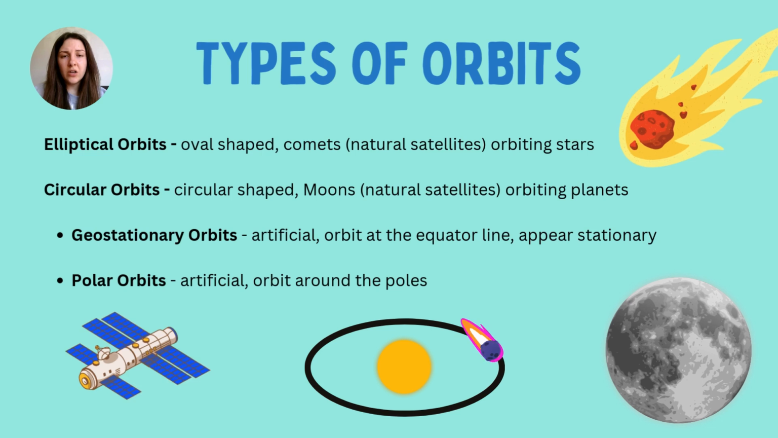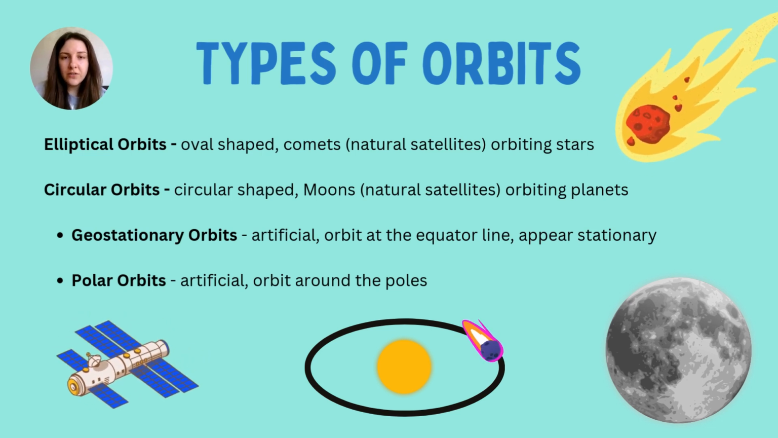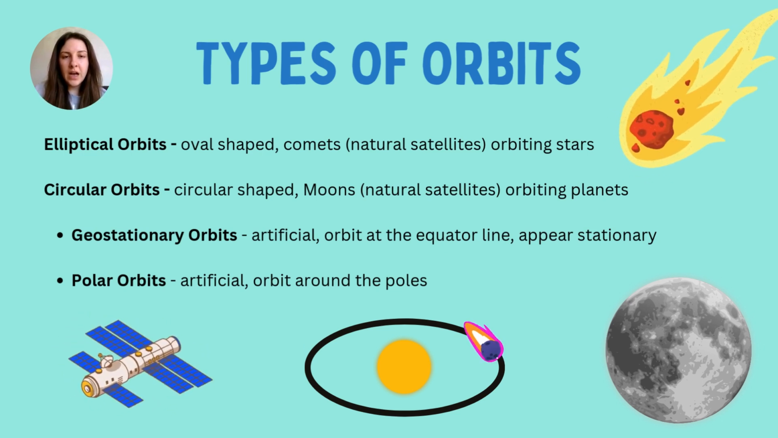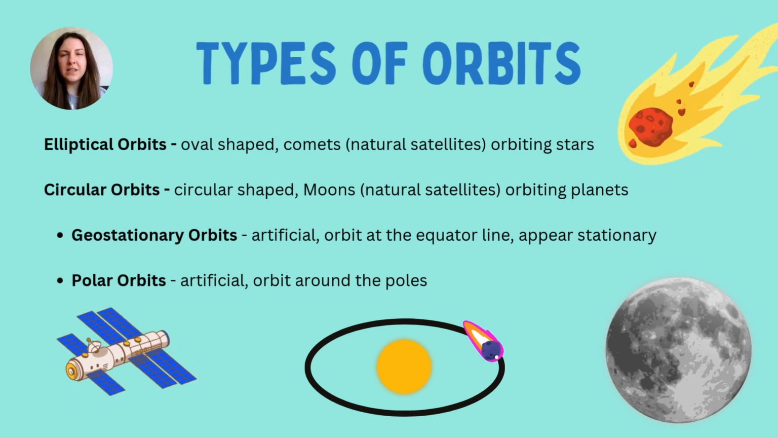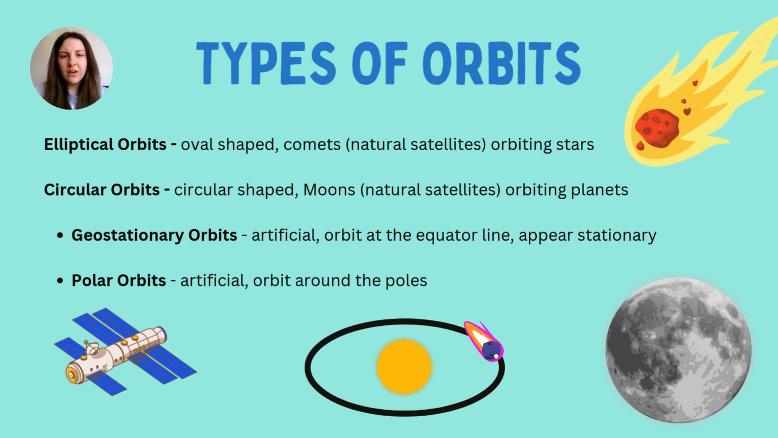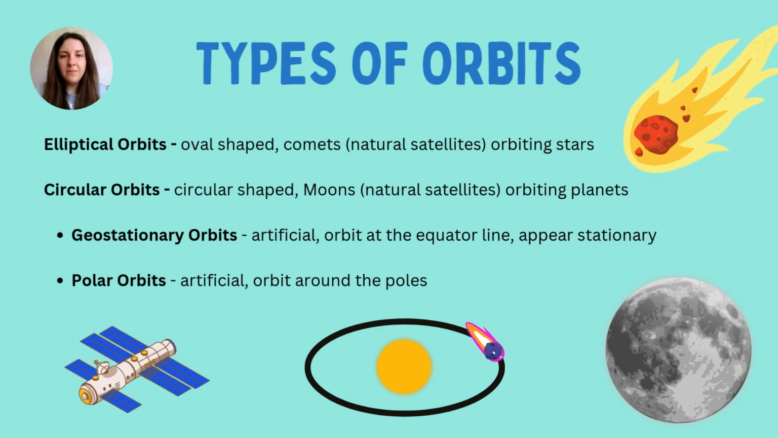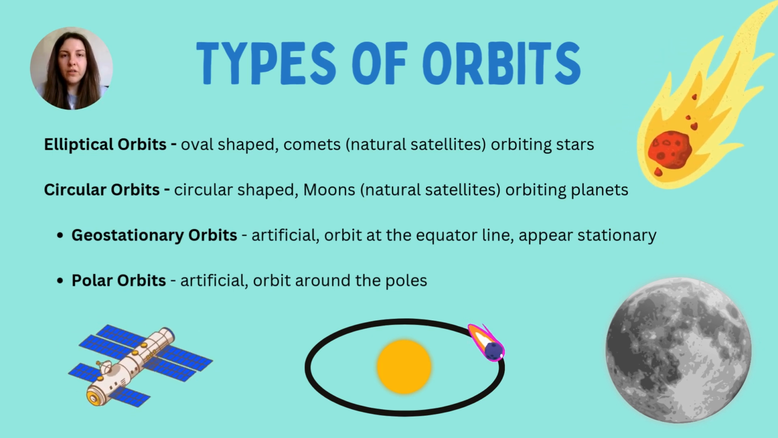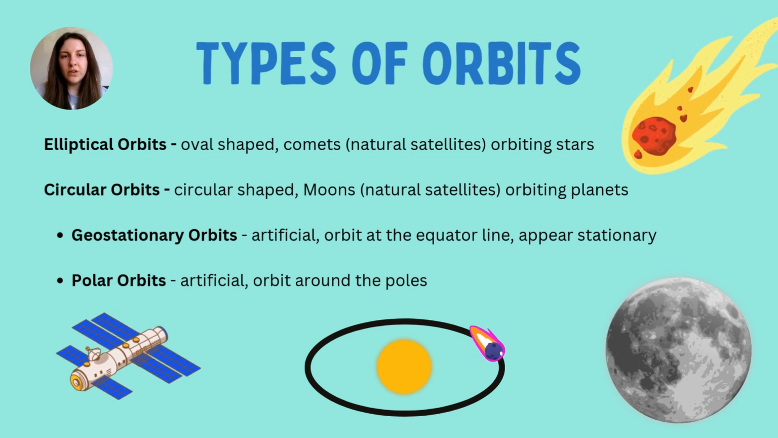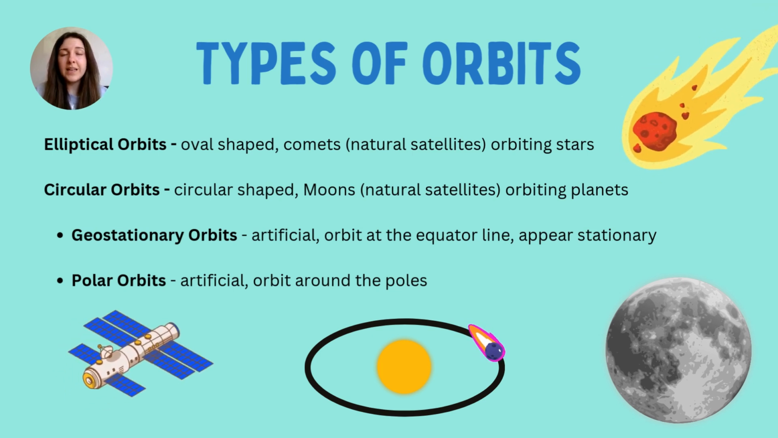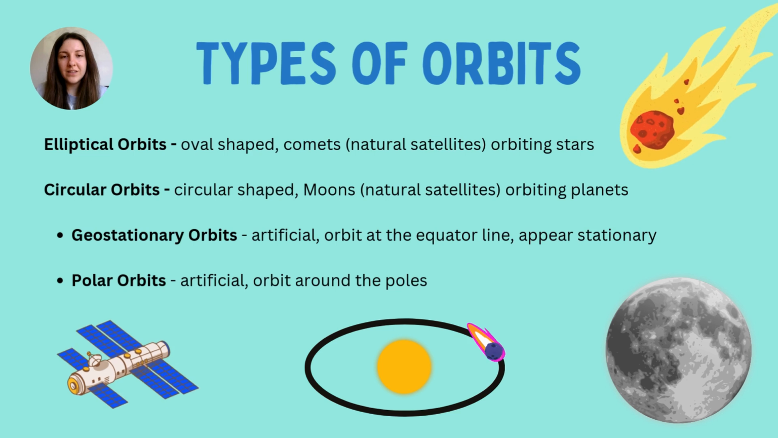Specifically, for those artificial satellites, we've got geostationary orbits, which are circular, and these are around the equator line. This appears stationary to somebody because its speed matches the movement of Earth, and therefore it doesn't appear to be moving at all. So it looks stationary. However, it is actually moving just around the equator line.